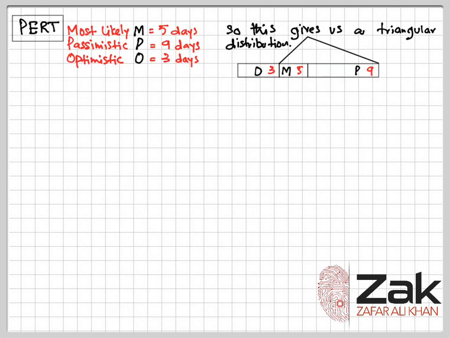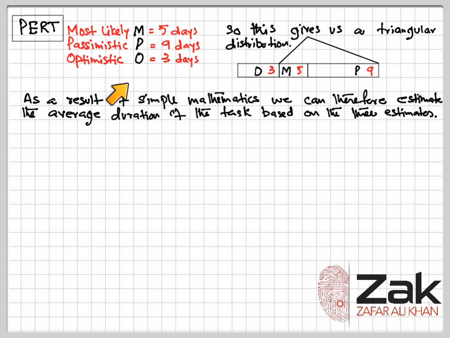Let's see how. Now, most likely is 5 days, pessimistic is 9 days, optimistic is 3 days. We go by these variables: M for most likely, P for pessimistic, and O for optimistic. Their differences give us a triangular distribution, something like this. This is optimistic, this is most likely, and this is pessimistic. So how to deal with it? As a result of simple mathematics, we can estimate the average duration of the task based on these 3 estimates.